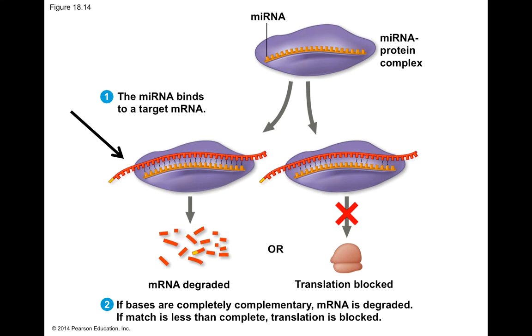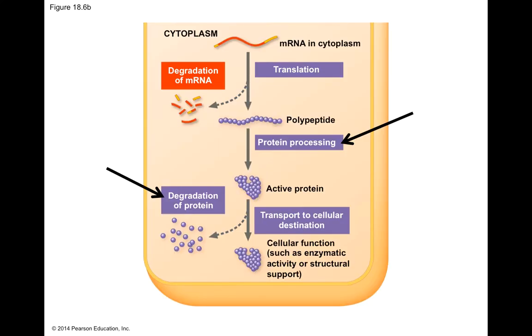However, if it is completely complementary, it can trigger the degradation of the messenger RNA. The use of small non-coding pieces of RNA to do these things is also referred to as RNA interference, or RNAi. And last, once the polypeptide is made, regulation can happen through either allowing or not allowing the protein to fold properly, or by degrading the protein when it's no longer needed.